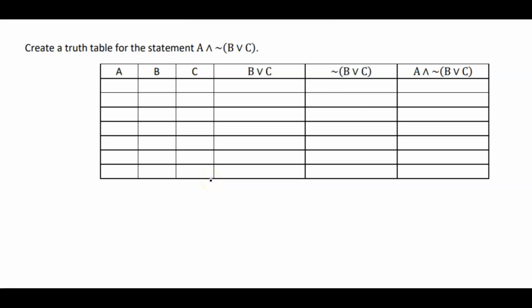Okay, we are going to create a truth table for a specific statement. In this case, A and the complement or the opposite of B or C. Now, there's a lot of things that can happen, but there are specifically three statements involved, A, B, and C. And A can be true or false, B can be true or false, C can be true or false.